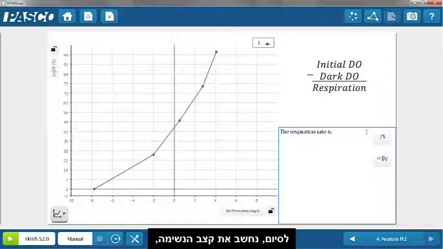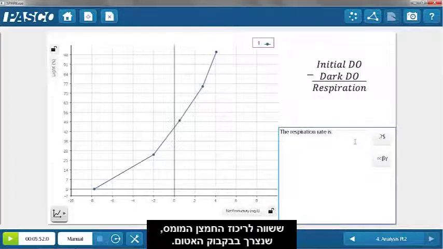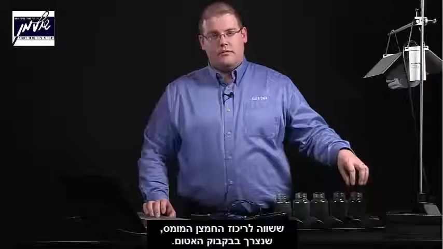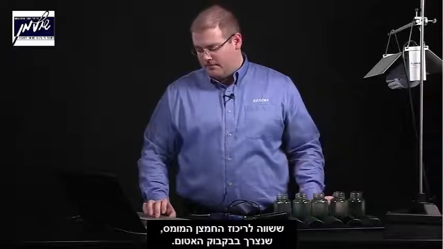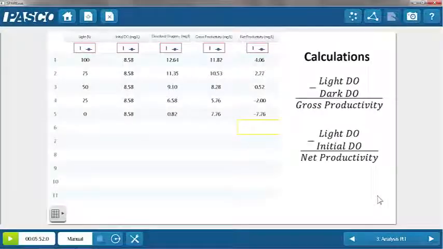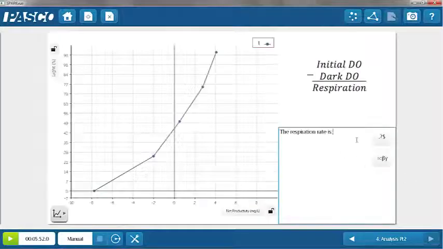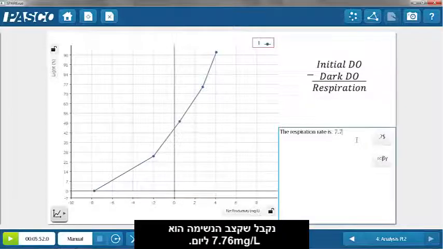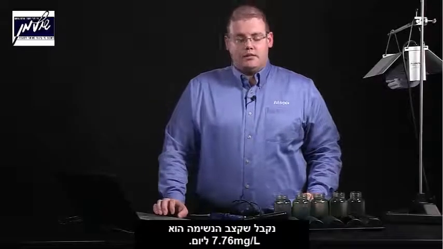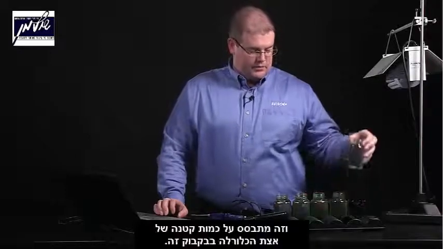So finally, we'll calculate our respiration rate, which is the initial dissolved oxygen minus the dissolved oxygen consumed in the dark bottle. So we had a respiration rate of about 7.76 milligrams per liter per day. And that's based on just the small amount of algae suspended in this bottle right here.